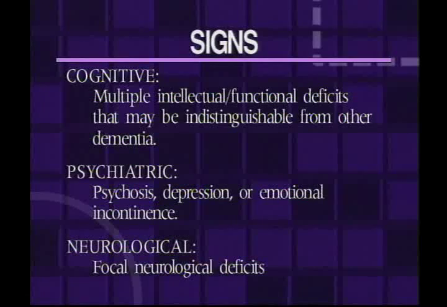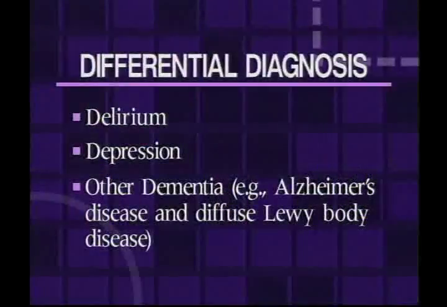But the distinguishing feature that you might be able to hang your hat on is neurological findings. If the patient has focal neurological deficits, and if the deficits occurred at about the same time as the intellectual loss, then it's fair to suspect the possibility of vascular dementia. On the other hand, if the patient had dementia for 5 or 6 years and then they developed weakness, that's more suggestive that the patient had Alzheimer's disease and has had a stroke. The differential diagnosis when you're considering vascular dementia includes things like delirium, depression, and of course other types of dementia: Alzheimer's, diffuse Lewy body, frontotemporal dementia, etc.